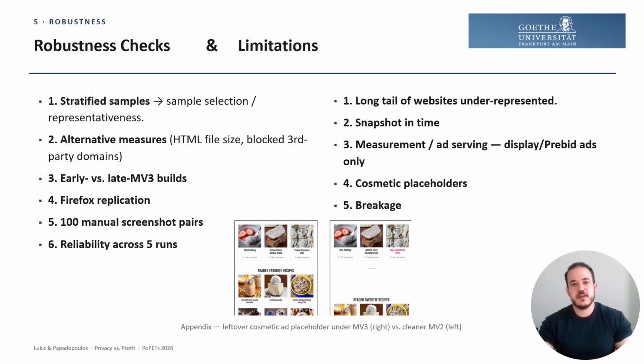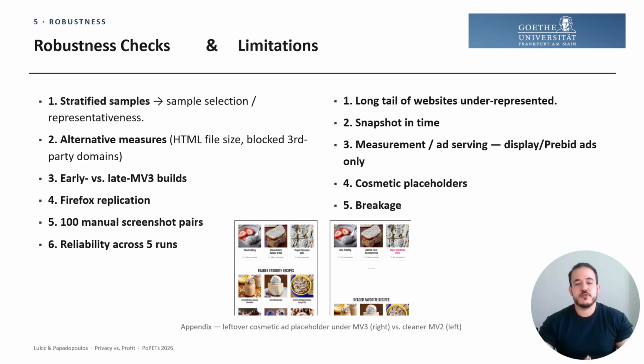In addition, we also run a visual inspection of 100 screenshot pairs, taken during the crawl process, where we compare the MV2 and MV3 versions of those screenshots and look into possible breakage or cosmetic placeholders. Our ability to detect breakage in those screenshots is limited. We do find that in 22% of cases, cosmetic placeholders are present under MV3 when they're not present under MV2, which might hinder the user experience a bit.